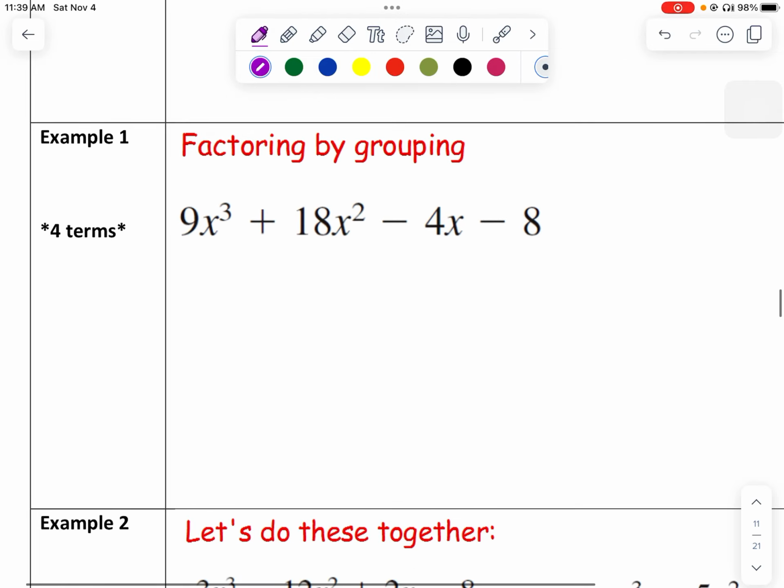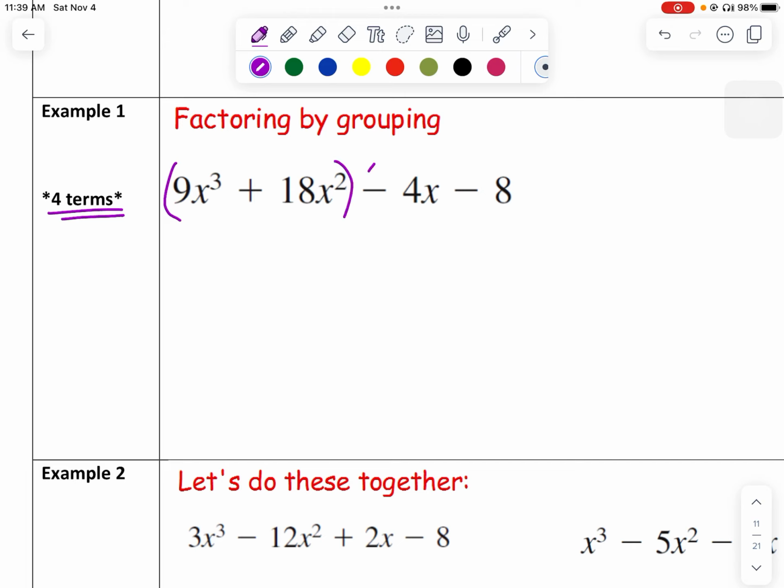Factor by grouping gets its name because you are going to group the first 2 terms and then the last 2 terms. Then you're going to factor out the greatest common factor from each group. These first two have a 9x squared in common. So we're going to take out a 9x squared from that group, which is going to leave me with just an x plus 2. If I multiplied 9x squared times x, I'd get 9x cubed, and 9x squared times 2 would give me 18x squared.